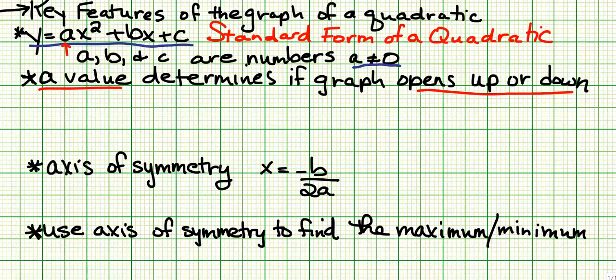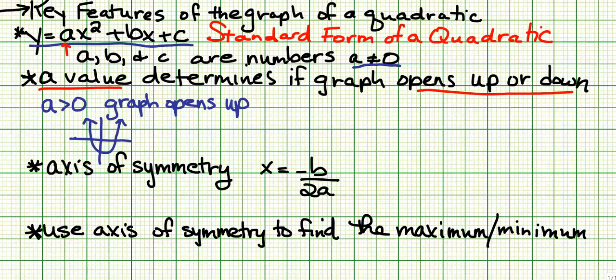The way you decide is by its value. If the value of a is greater than 0, the graph will open up. And the one nice feature about the graph of a quadratic equation is that it's always U-shaped. So when I say that it opens up, I mean it's going to be a U-shape, called a parabola in technical math terms. It's going to be a U-shape that opens up.